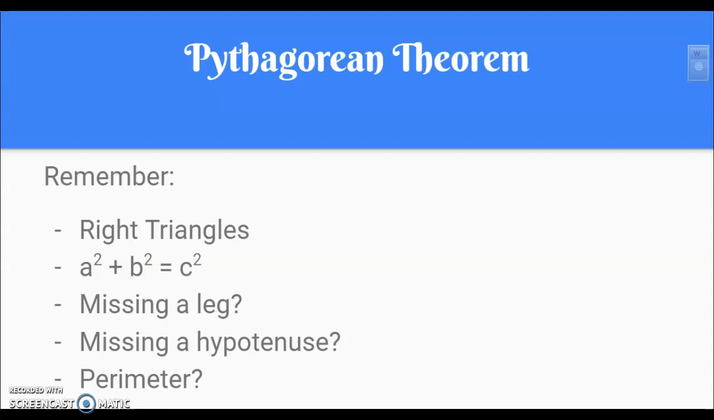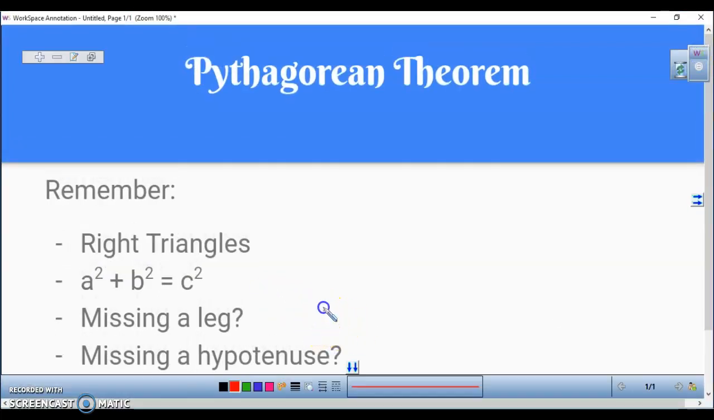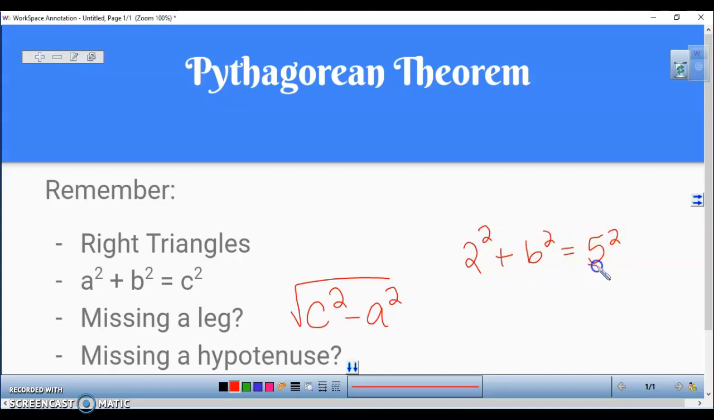When we're missing a leg, please remember that we take the hypotenuse and we subtract the leg from it, and then we could square root that. That would be the shortcut. Or you could plug it into the formula. Let's say that was b squared equals 5 squared, this being the hypotenuse, this being a leg, and then I would still have to subtract and find my answer, which would make me square root to get rid of b squared. So if you're unsure about that, I'm going to work some examples here in a minute.